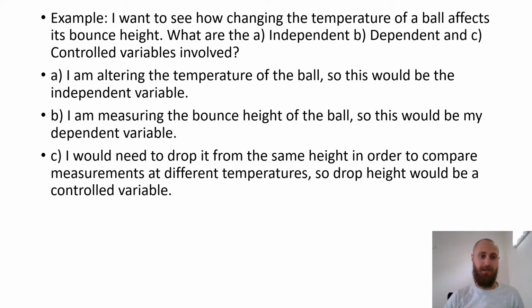Another thing might be whether the ball's wet or not. You'd want to keep that the same throughout your measurements, so that the effect of having the ball be wet in one experiment isn't going to be impacting on your comparisons between different bounce heights. So that's just what a controlled variable is. It's something that remains constant throughout your experiments, and I think the drop height that you drop the ball from is a good illustration of that.